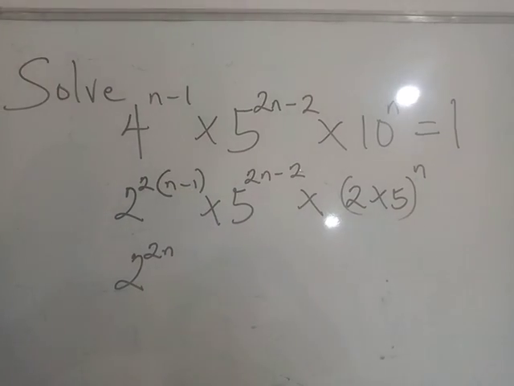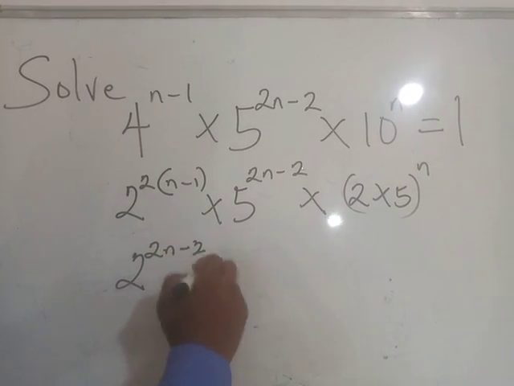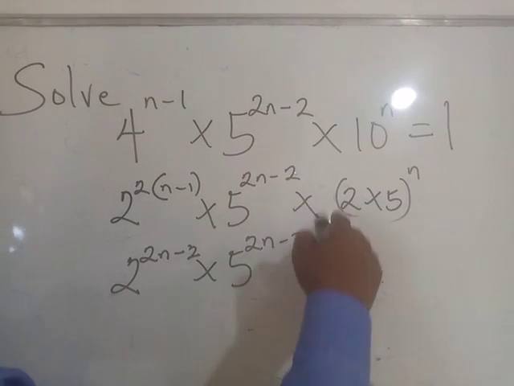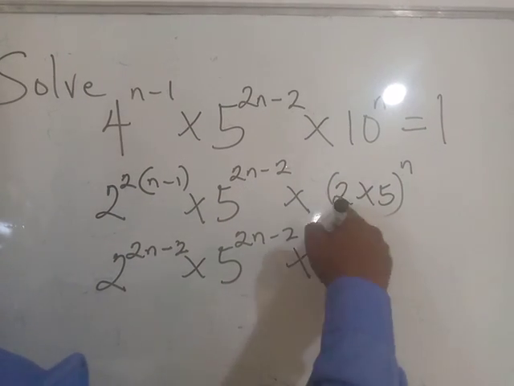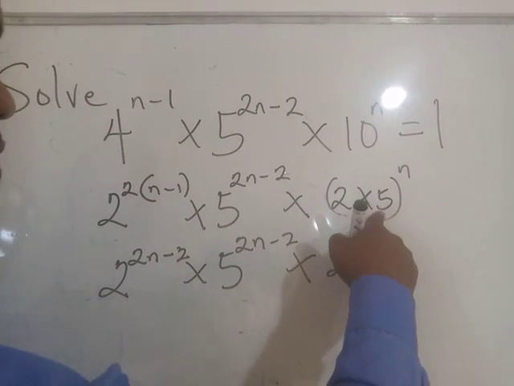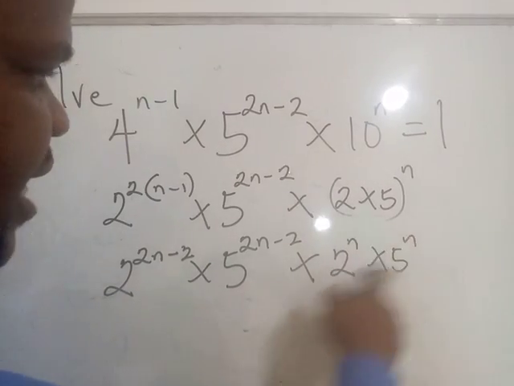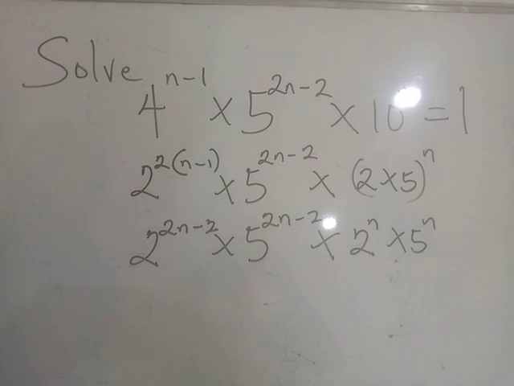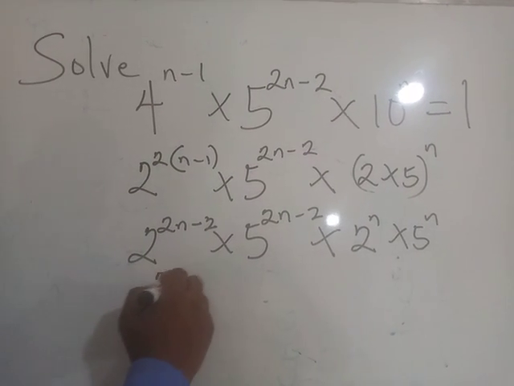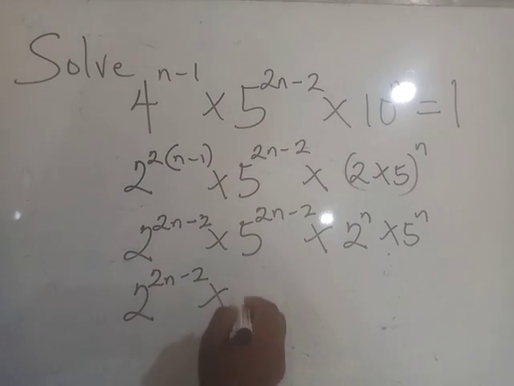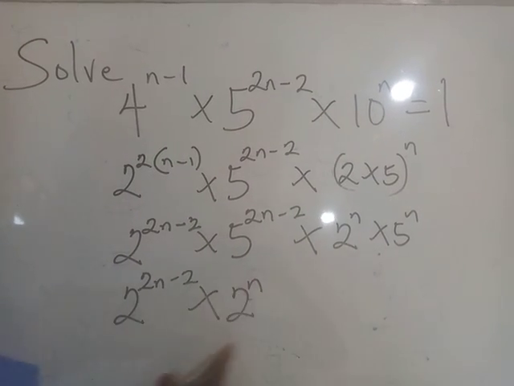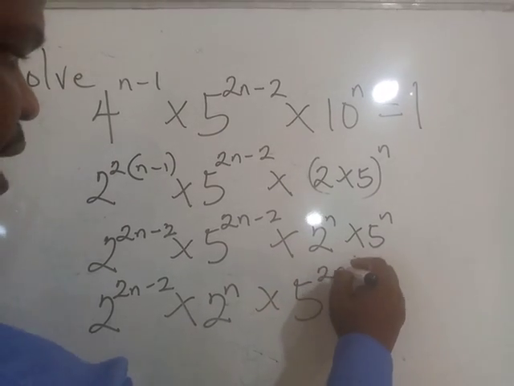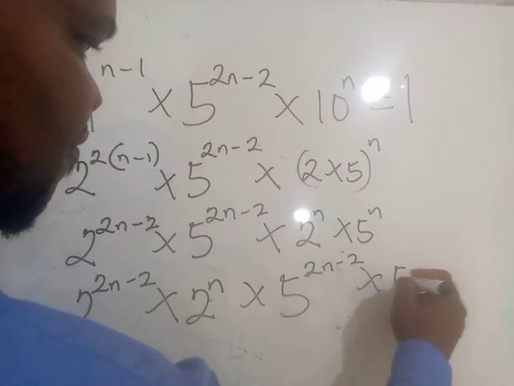2 multiplied by minus 1 is minus 2, multiplied by 5 raised to power 2n minus 2, multiplied by 2 raised to power n multiplied by 5 raised to power n. So this is 2, this is 2, I can gather them together. So we have 2 raised to power 2n minus 2 multiplied by 2 raised to power n, then multiplied by 5 raised to power 2n minus 2 multiplied by 5 raised to power n.